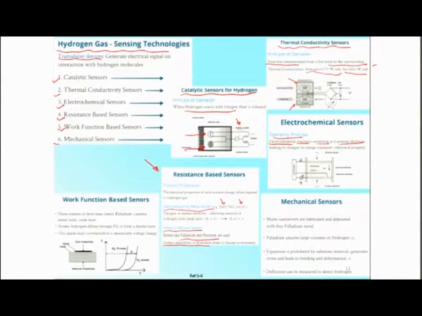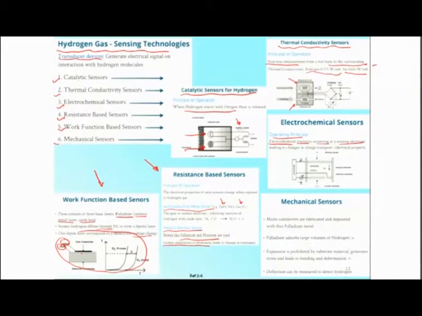There are also work function based sensors, which consist of three basic layers. One, let us say, is a palladium catalytic metal layer, and there is an oxide layer. When atomic hydrogen diffuses through the palladium to form a dipolar layer, the dipole layer corresponds to a measurable voltage change, as can be seen here. This is the metal layer, this is the oxide layer, and the metal layer is present over the oxide layer, and we are talking about just a dipole formation due to which there is a change in the voltages between the metal layer and the oxide layer.